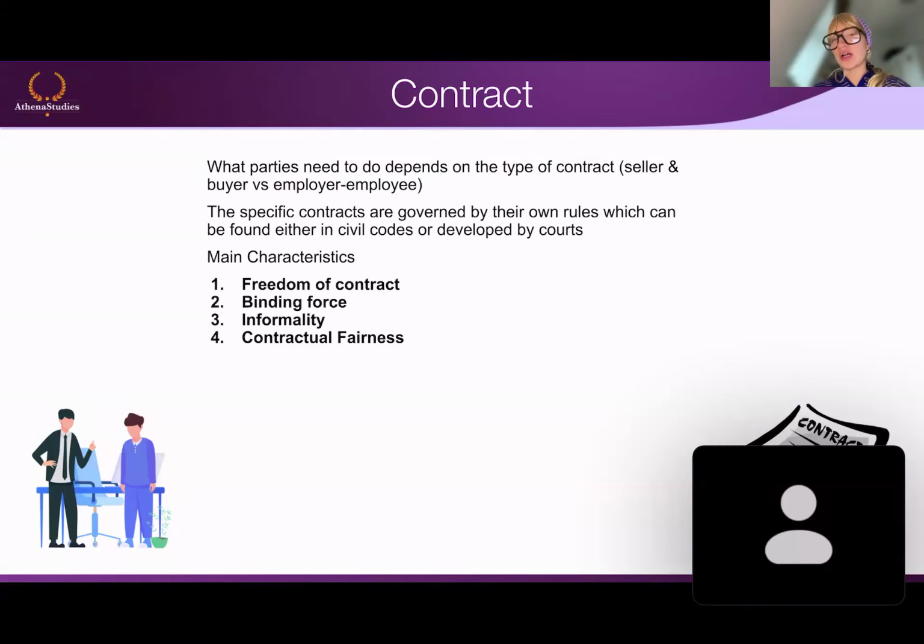So freedom of contract, like it already tells us, gives you the ability to contract with whomever you want, whenever you want, and on whatever terms you want. So you have the individual autonomy to control that. And basically, theoretically speaking, no one can force you to do so.